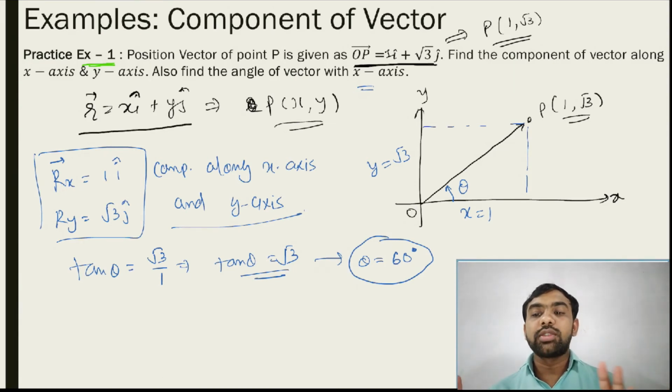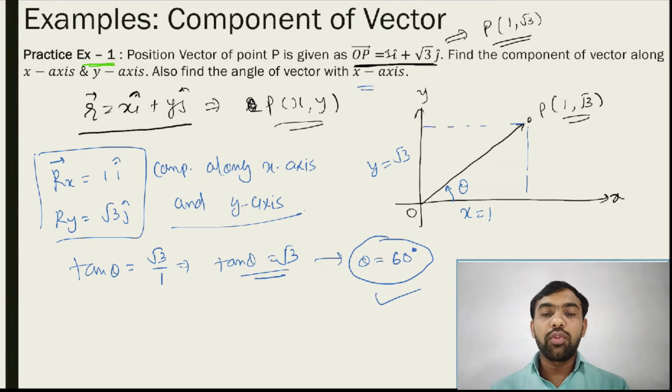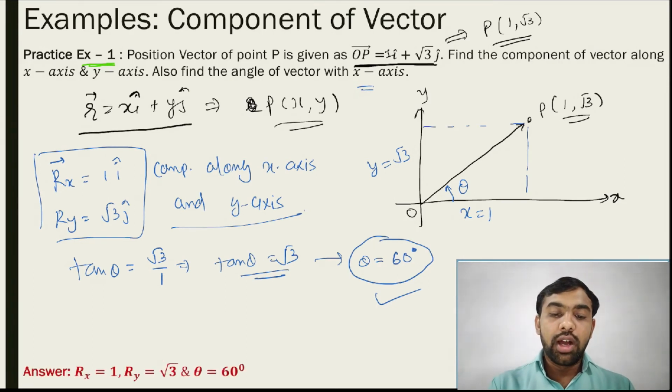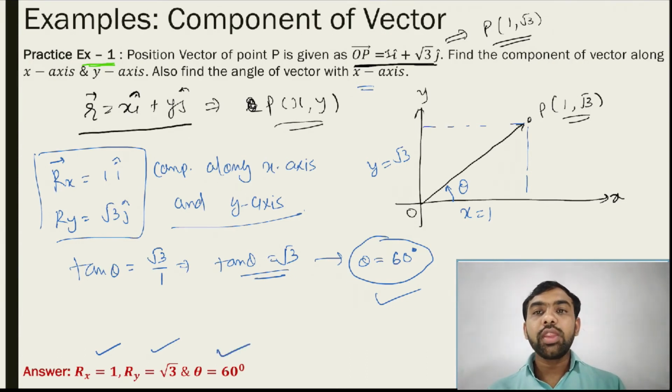So the angle of this position vector OP from the x-axis, the angle between the x axis and OP, is 60 degrees. Okay, so that is our answer. That's very simple, you just use the simple rule. All of you note this: rx is equal to 1, ry is equal to √3, and theta is equal to 60 degrees.